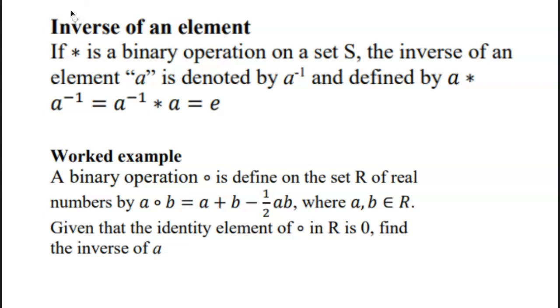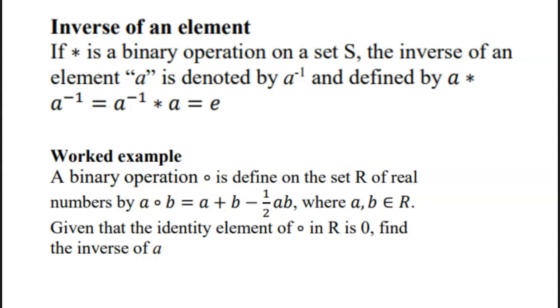In this video I'm going to look at the inverse of an element in a binary operation. So let's start. Star is a binary operation on a set S. The inverse of an element A is denoted by A inverse and defined by A star A inverse, which is equal to A inverse star A when you interchange the positions, equal to E, which is the identity. This is what we are saying: when you combine the inverse element with any element of the set, the answer that you get is the identity element.